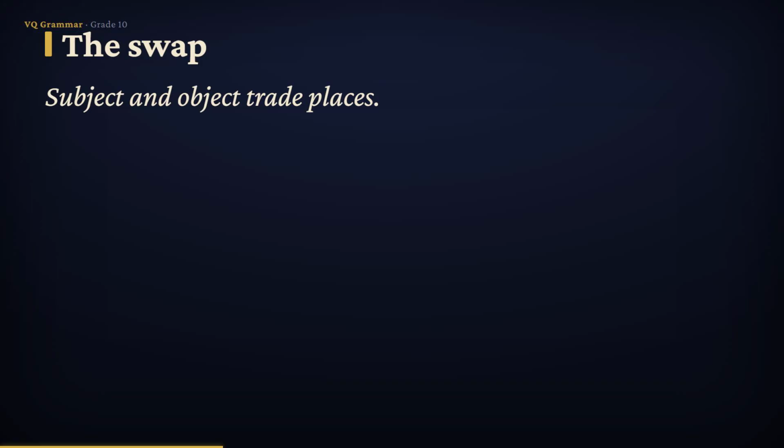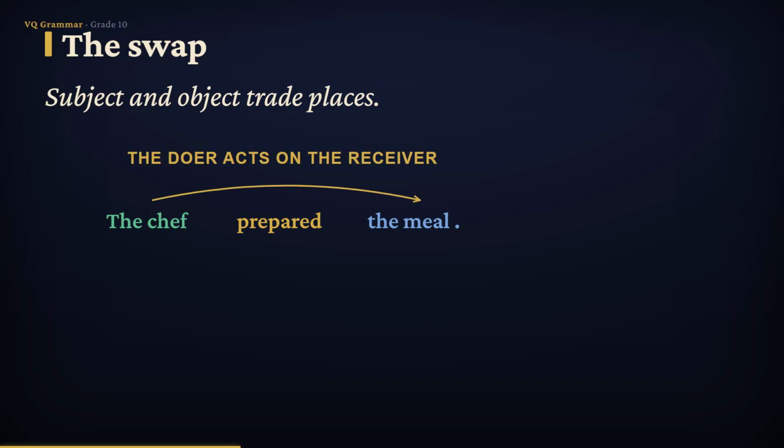Start active. The chef prepared the meal. The chef is the subject, prepared is the verb, and the meal is the direct object, the thing receiving the action. In other words, the doer acts on the receiver. So the doer sits in front and the receiver sits behind.